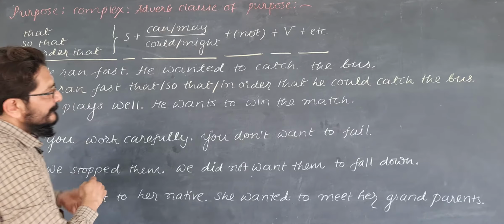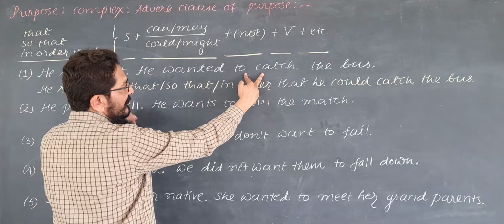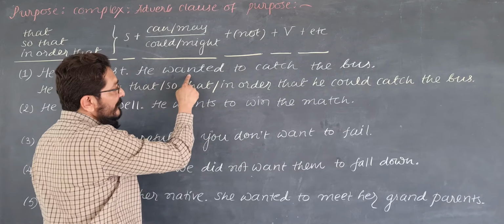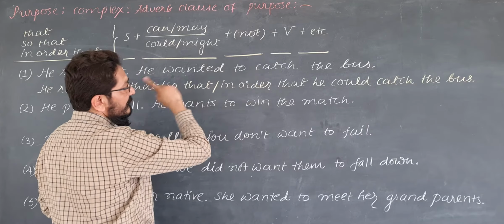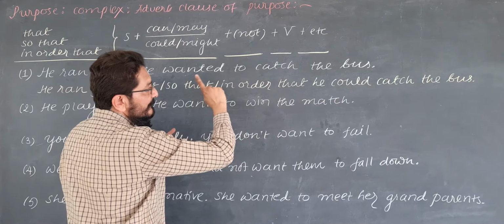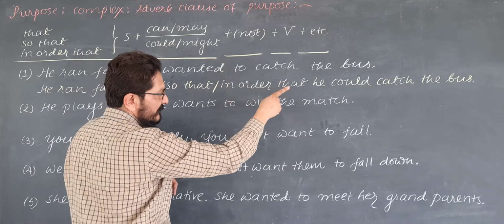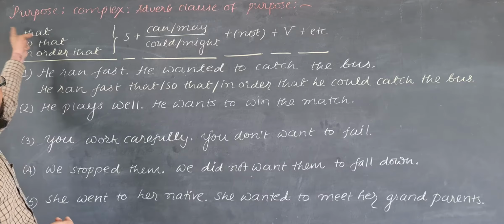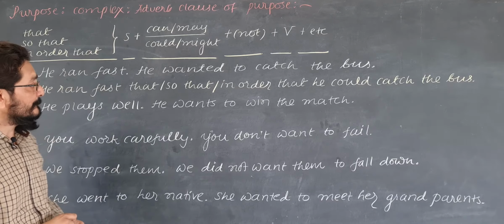He ran fast to catch the bus. He ran fast in order to catch the bus. He ran fast for catching the bus. He ran fast with the aim of catching the bus, with the purpose of catching the bus, with a view to catching the bus. But here we want to make the sentence complex.